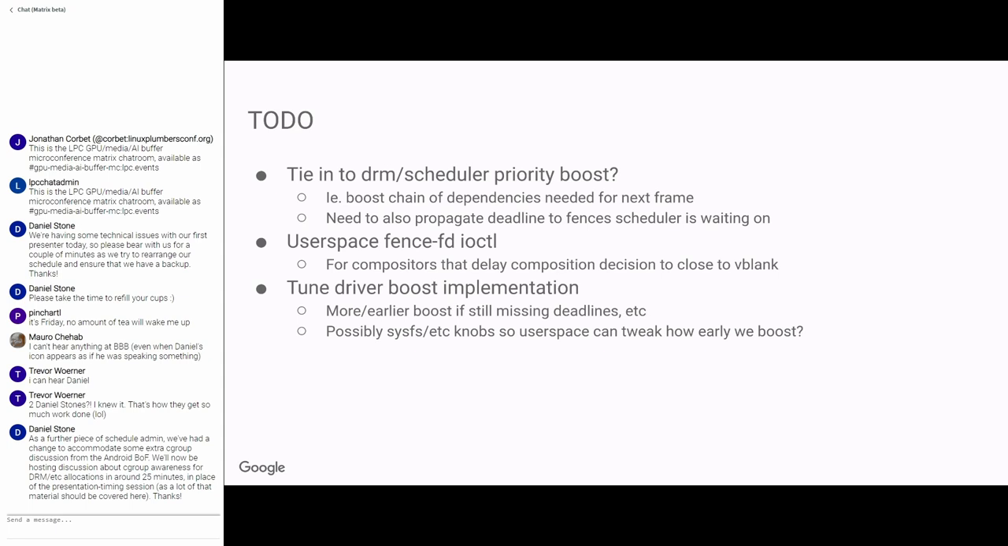And then so far I haven't done too much experimentation with tuning, like how soon before the deadline should we wake up and decide to boost and so on. But maybe there's some room for some knobs so that user space can tune this for different use cases. And yeah, that's it. I ran through it kind of quick, but if anyone has questions, then fire away.